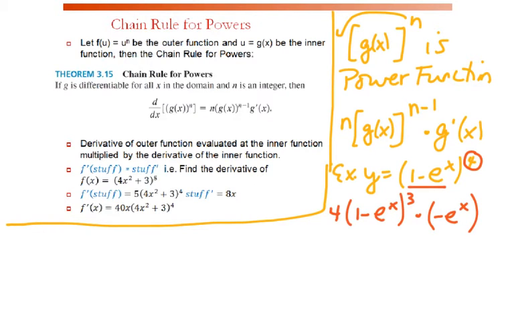So the answer to this derivative is negative 4 e to the x times the quantity 1 minus e to the x cubed. And that's the derivative of this function using the chain rule for powers. But again, it's just the chain rule. So that's it for this video. You're going to need a lot of practice with the chain rule until you can do it with your eyes closed. That's really what it's going to come down to. It's that important, and you're going to be using it constantly from here on out and through Calc 2.